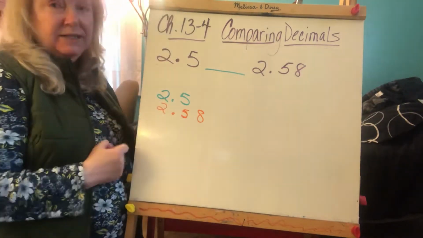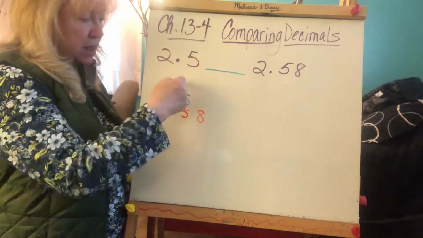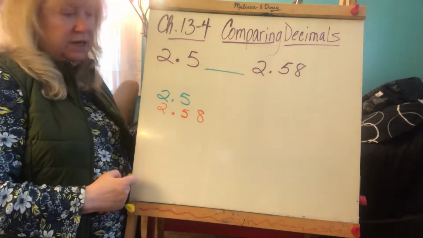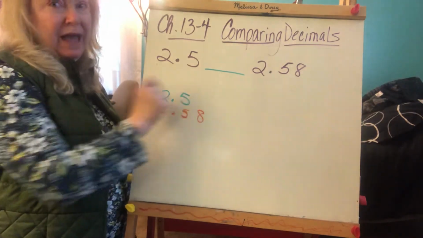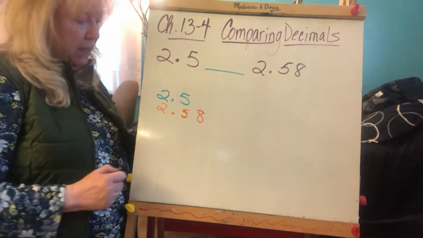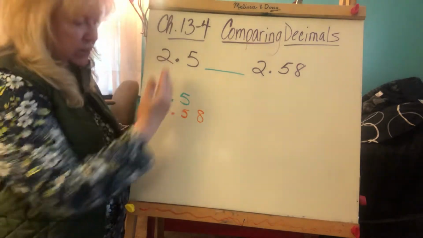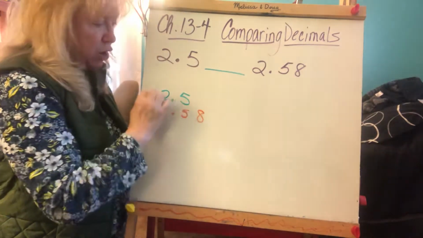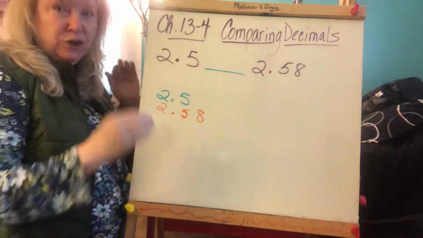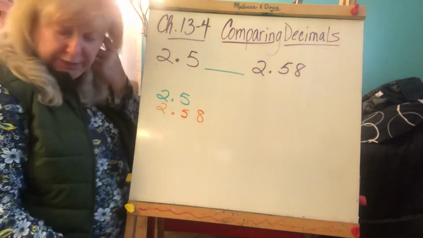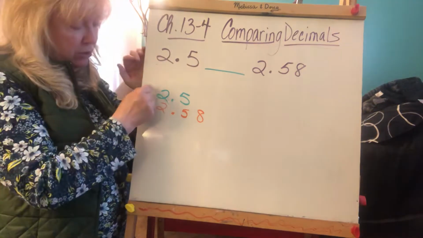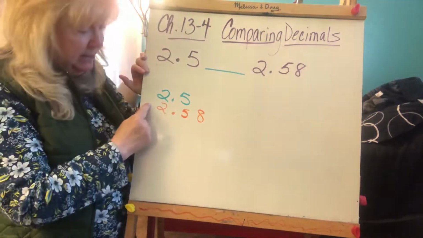The 1's place is all together in a column. The 10th's place is all in a column. And the 100th's place is all in a column, even if you don't have any hundredths here. Okay? All your decimal points, so everything's in nice straight columns. Write each one on a line. Don't try to squeeze them in. Use lots of space.